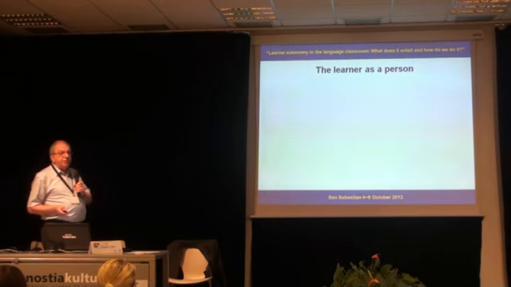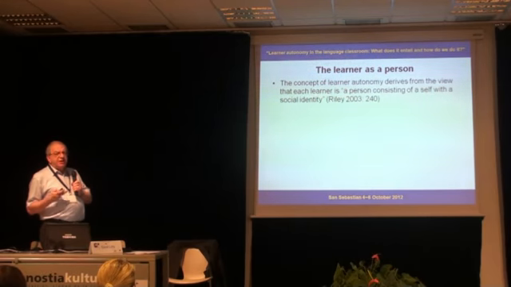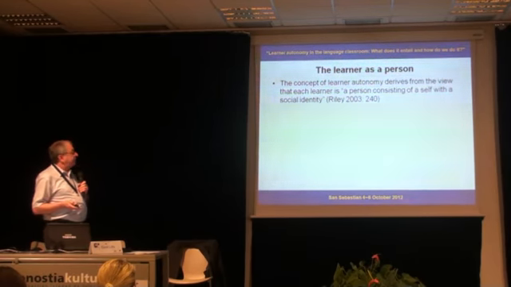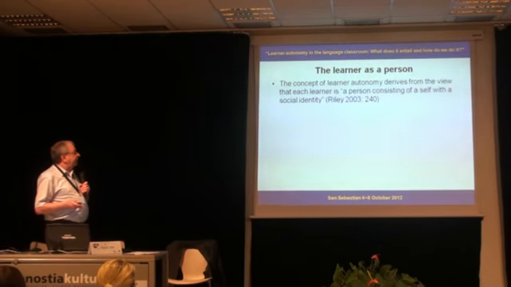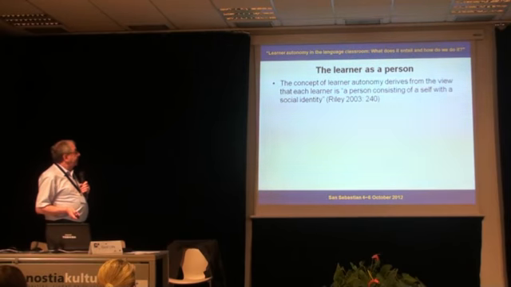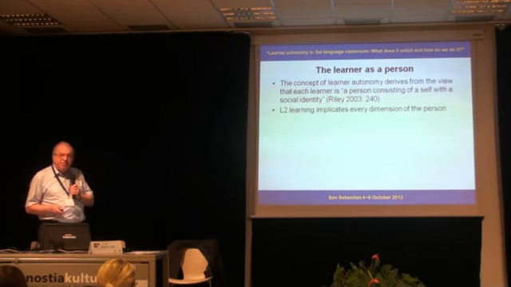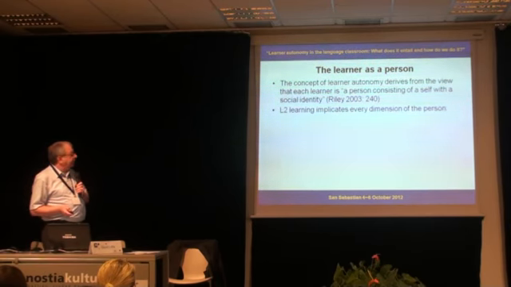Philip Riley put the matter very nicely when he was speaking at a symposium we organised in Dublin back in 2003, arguing that the very concept of learner autonomy derives from the view that each learner is a person consisting of a self with a social identity. A person consisting of a self with a social identity. And second language learning, according to Learner Autonomy version 2, implicates every dimension of the person.